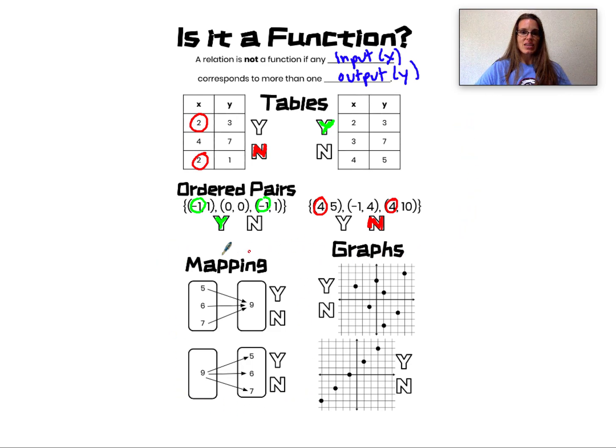This example right here of mappings, this is the one that really helps you see, do you understand what a function is? We have 3 arrows going to the same output. We have one input going to 3 different outputs. So the same input for 3 different outputs. Which of these is a function? Think about it for a second. Which one is a function?